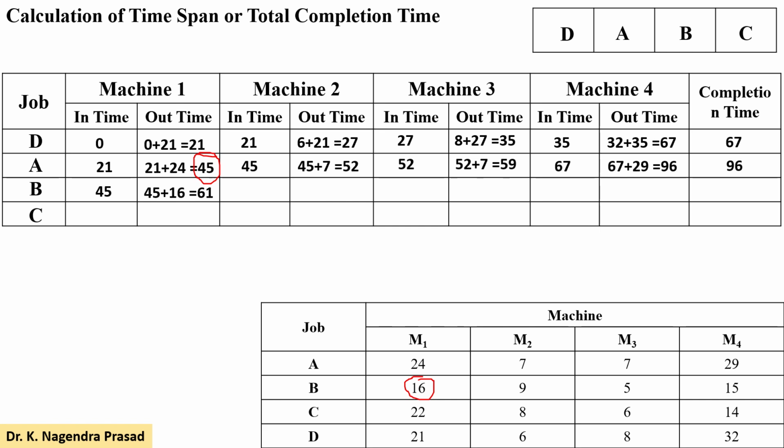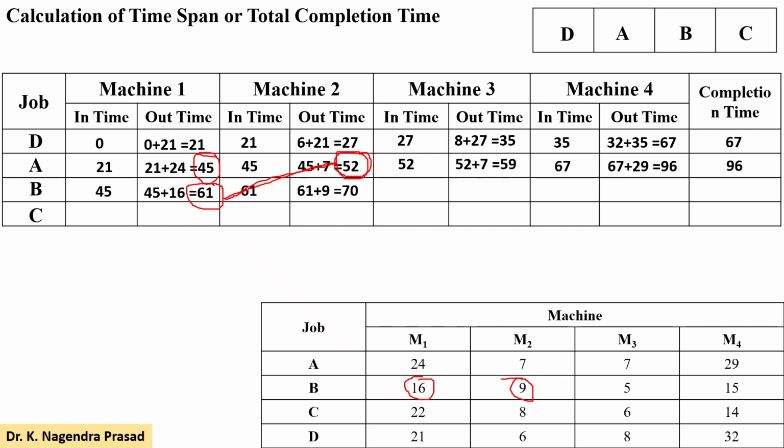So after 61 hours only job B will be moved to the next machine. Here machine 2 is free after 52 hours, but job B is engaged up to 61 hours on machine 1. So after 61 hours only it will be engaged with machine 2. So in time for job B on machine 2 is 61, and out time is 61 plus 9, which is equal to 70.